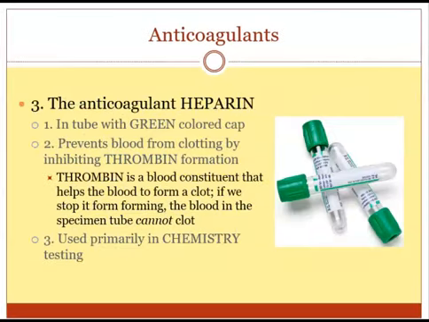Next up is our green top tube. This is another commonly used anticoagulant tube. And in the green top, the anticoagulant is heparin. It prevents blood from clotting by inhibiting thrombin formation. Thrombin is a blood constituent that helps the blood to form a clot. If we stop it from forming, the blood in the specimen cannot clot. And this tube is used primarily for chemistry testing. And you can see some examples of the green top tube there on the right hand side.